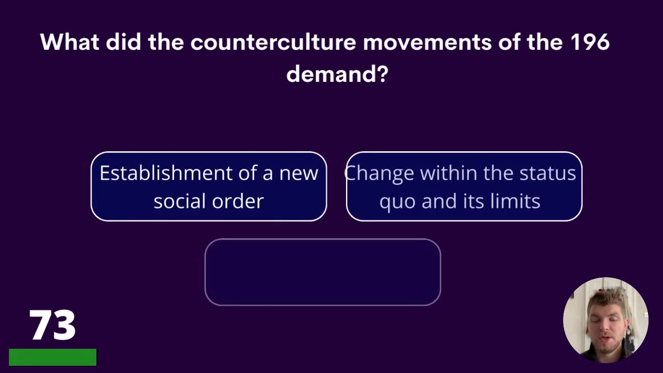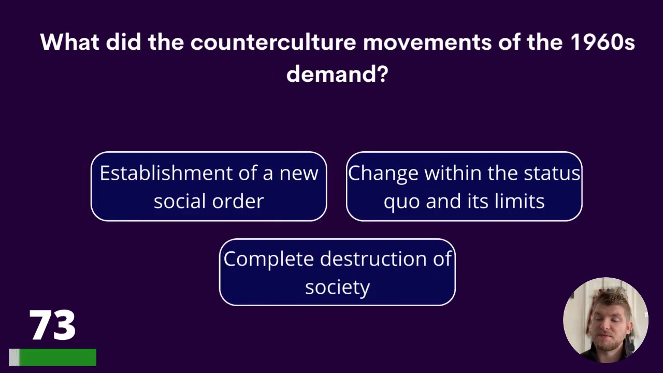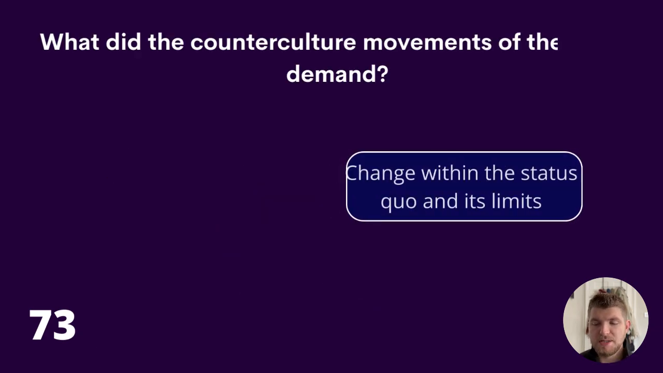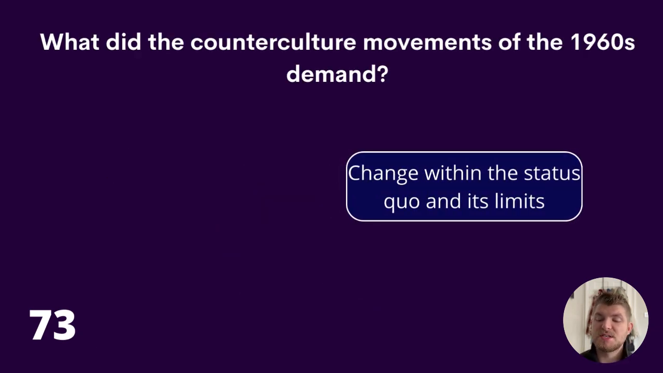73. What did the counterculture movements of the 1960s demand? Establishment of a new social order, change within the status quo and its limits, or complete destruction of society? The answer, change within the status quo and its limits.